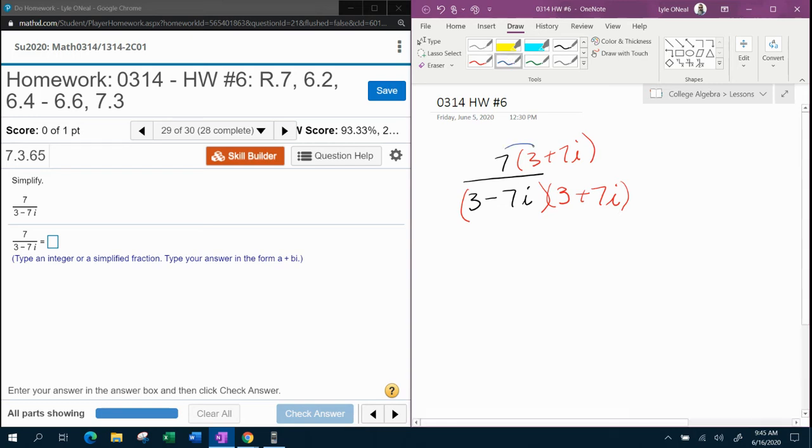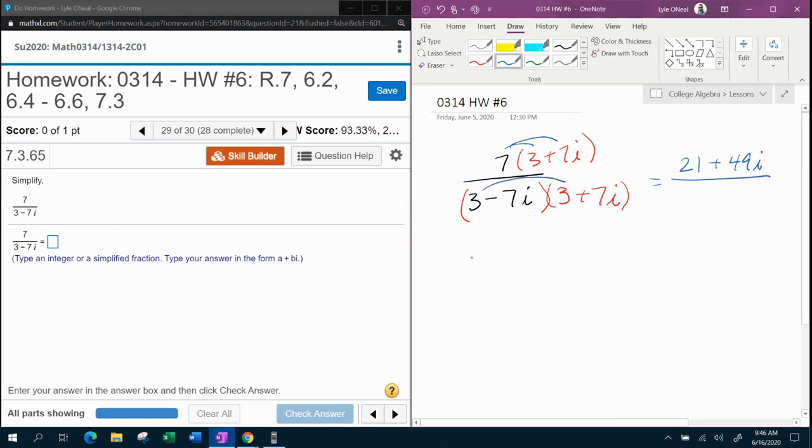In the numerator, this is super easy. You just need to distribute. So 7 times 3, that's going to give us 21. Plus 7 times 7 is 49i, okay? That's the easy part. In the denominator, we're going to have to do the 4-letter F word. That's right, we're going to have to FOIL it.